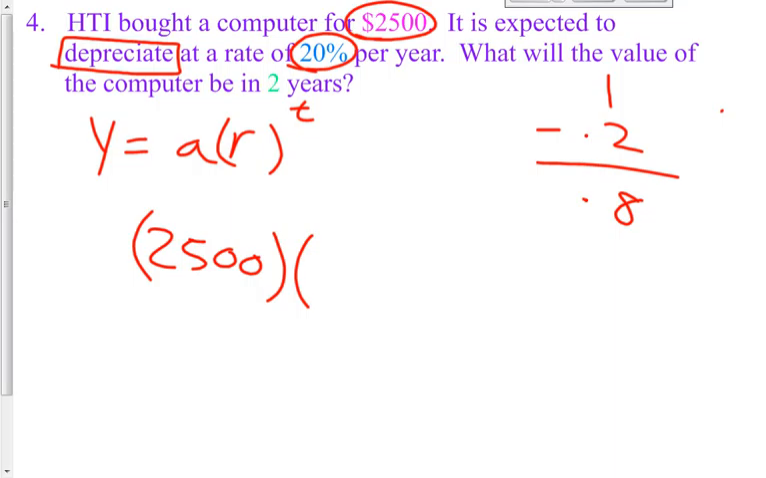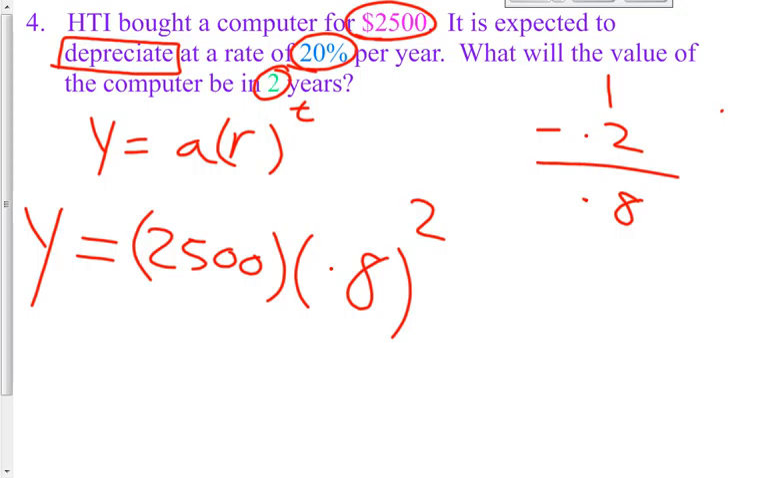In a way of saying that, if it loses 20% each year, it still retains 80% of the value of the computer for that year. So its rate of increase is 0.8, which is still a decay problem because 0.8 is still a number that is less than 1. So it has 0.8 for its rate, raised to the t. What will the value be in 2 years? Our t value is 2. So what will the final amount be of that computer after 2 years, or what is y?